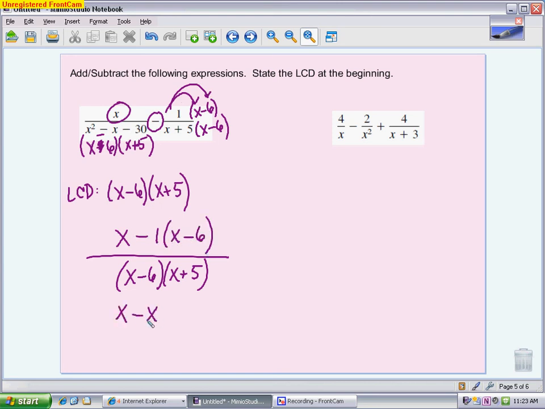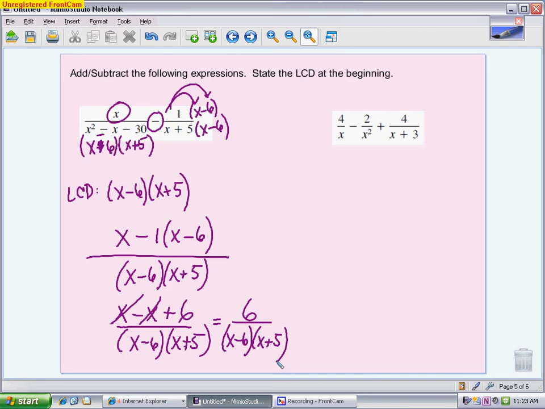X minus x plus 6. I have like terms, an x and a negative x will cancel. So my final answer is 6 over x minus 6, x plus 5.